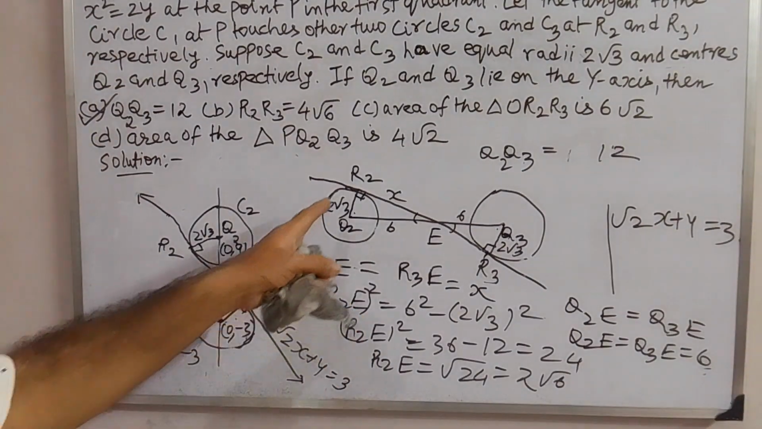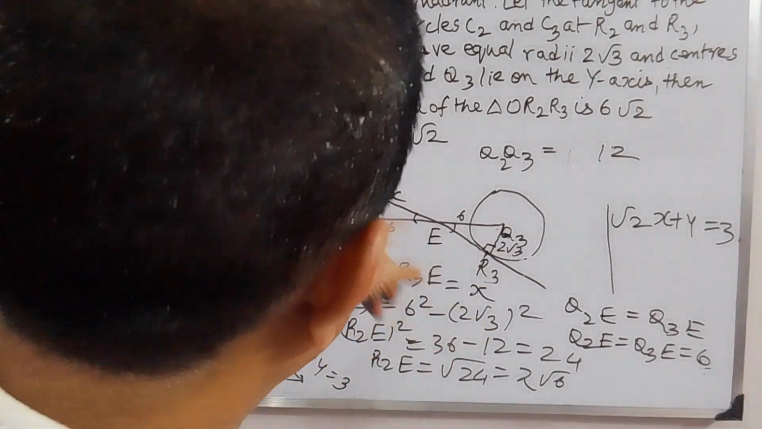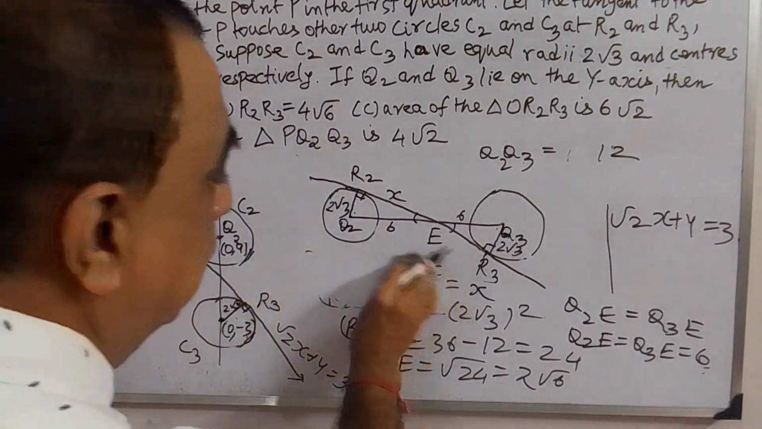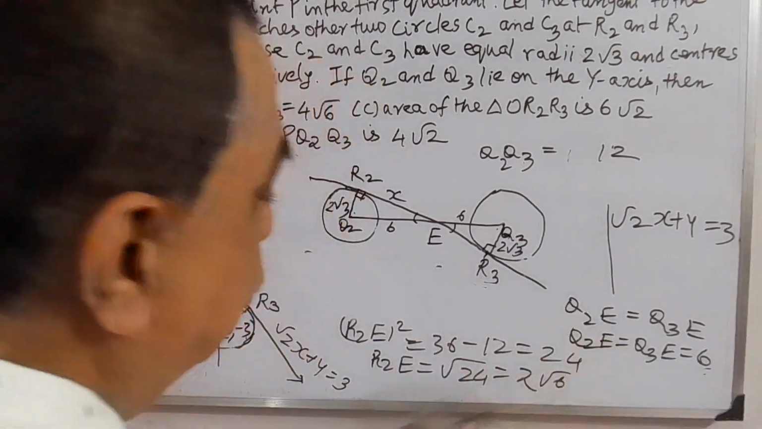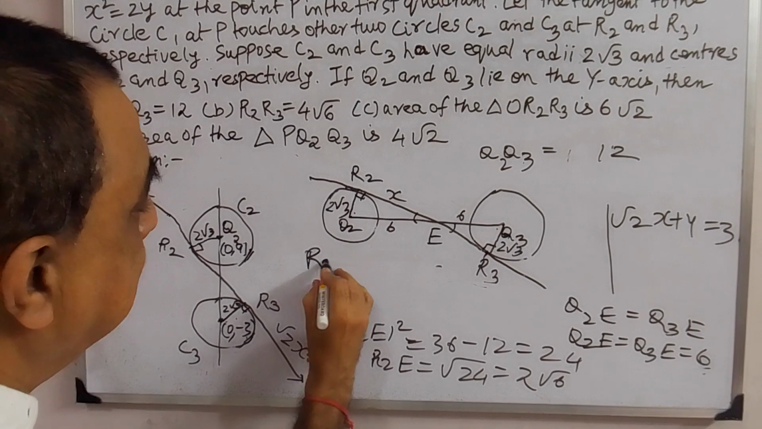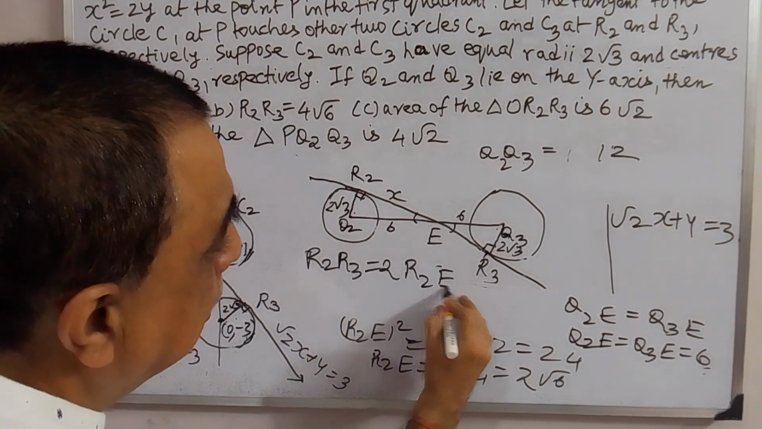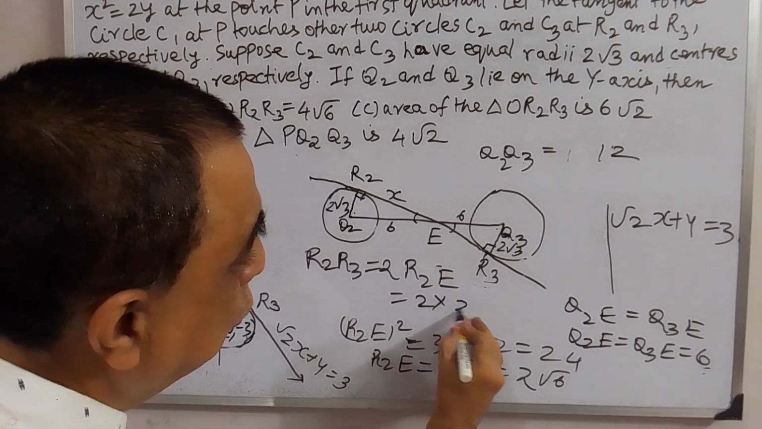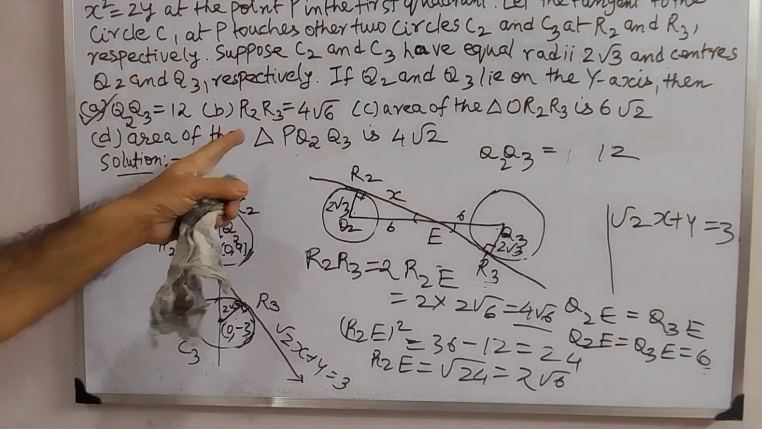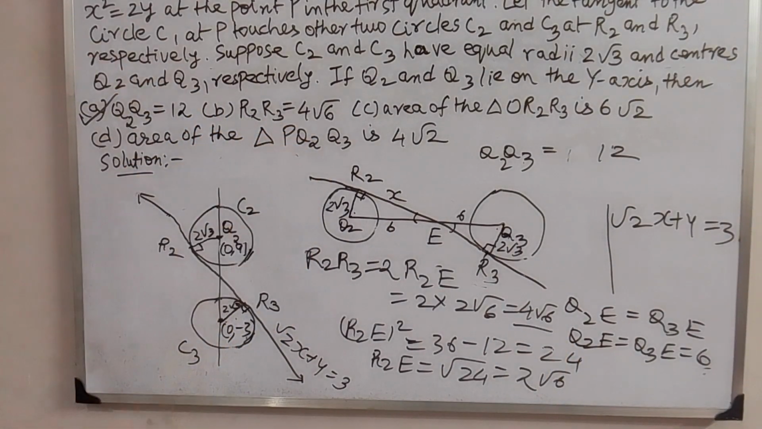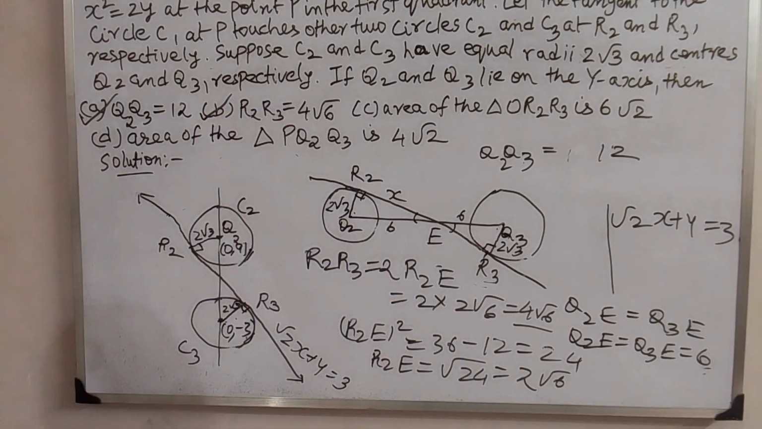So R2E is 2 root 6. What will be the total length R2R3? It will be double of that, because R2E is equal to R3E. So each will be 2 root 6, and R2R3 will be double of R2E, that is 2 into 2 root 6, which equals 4 root 6. Now check from the given options. We have got 4 root 6, so option B is correct.